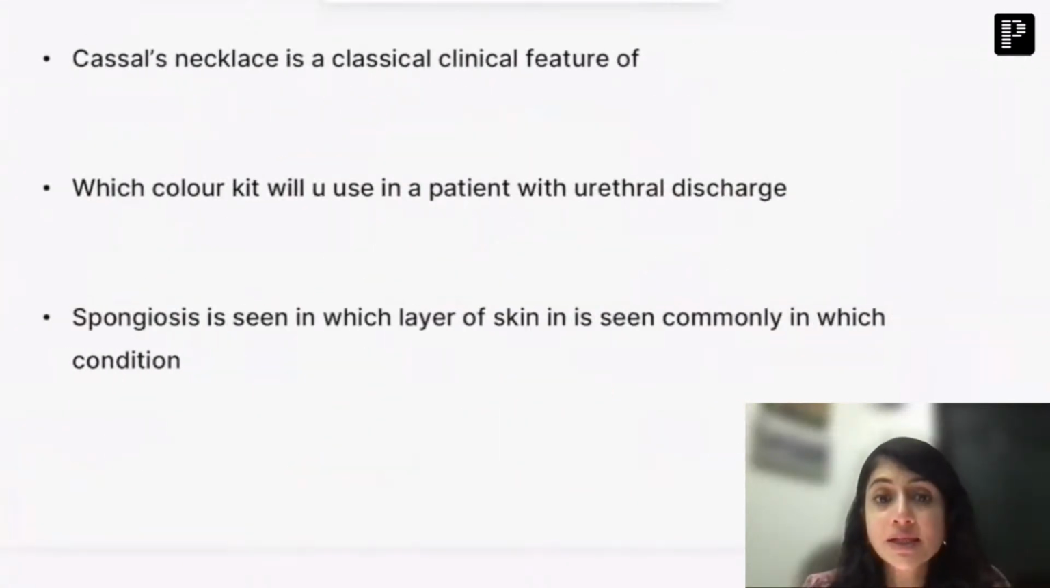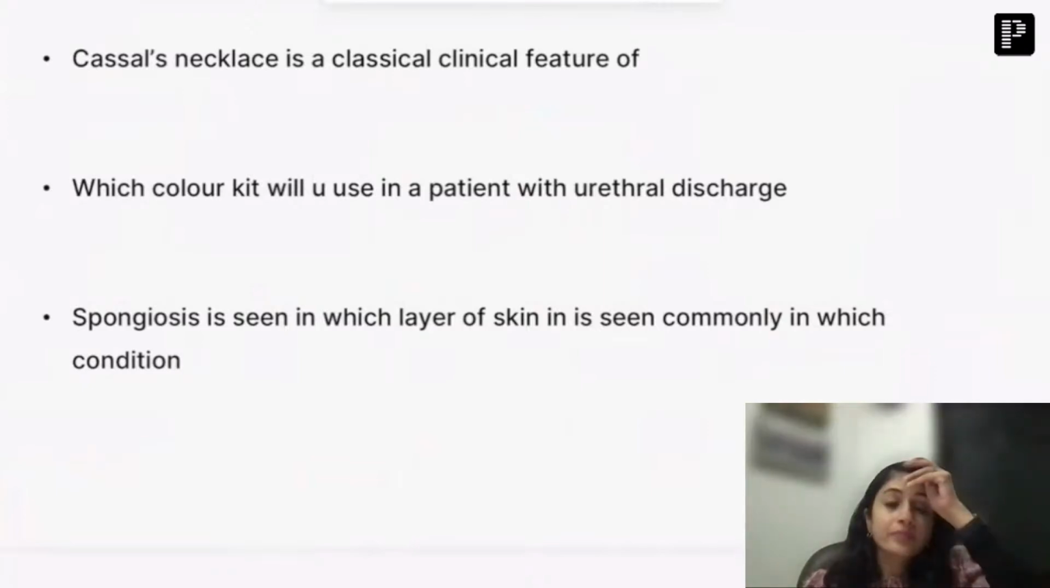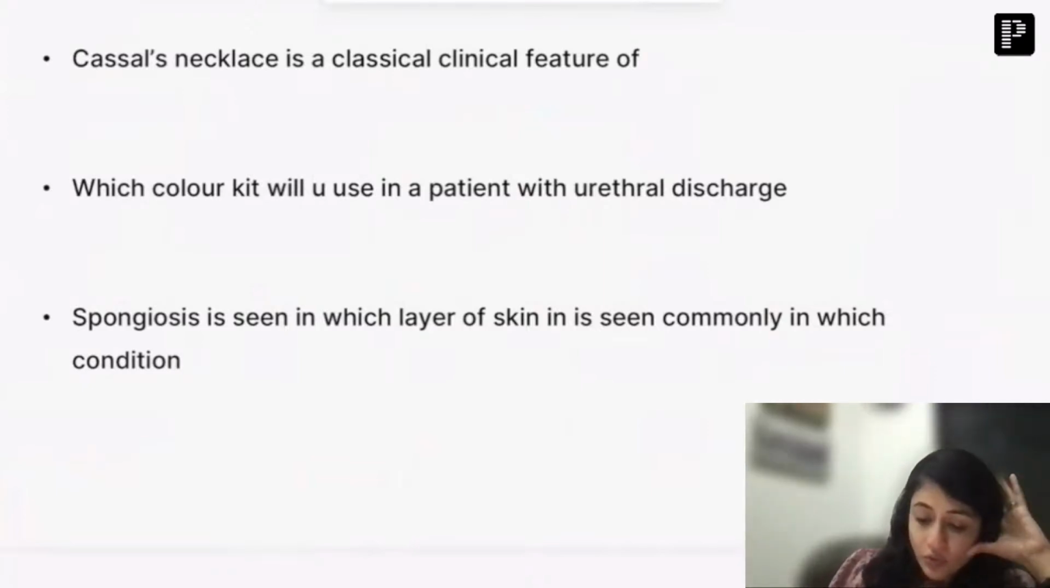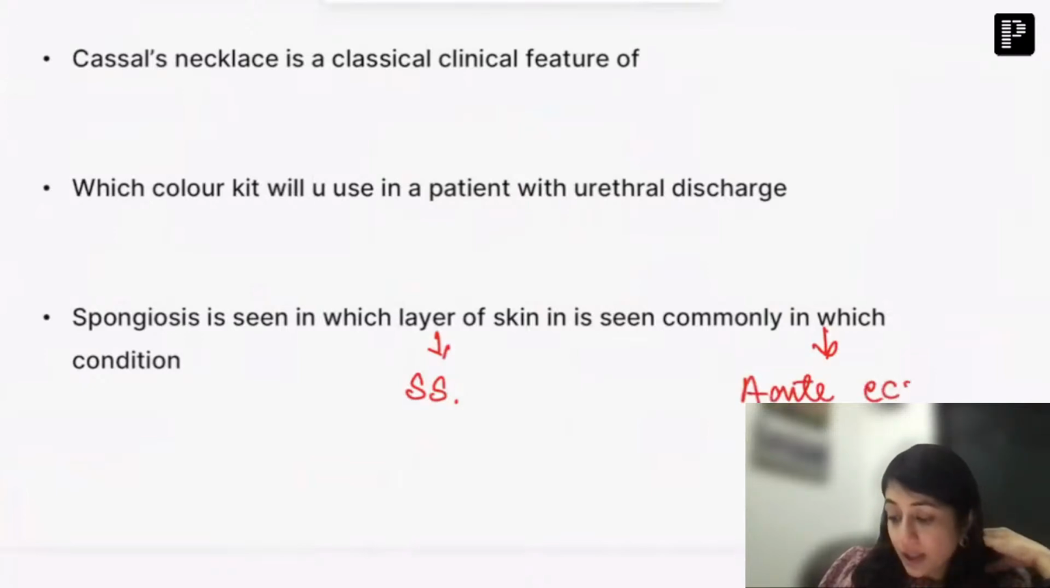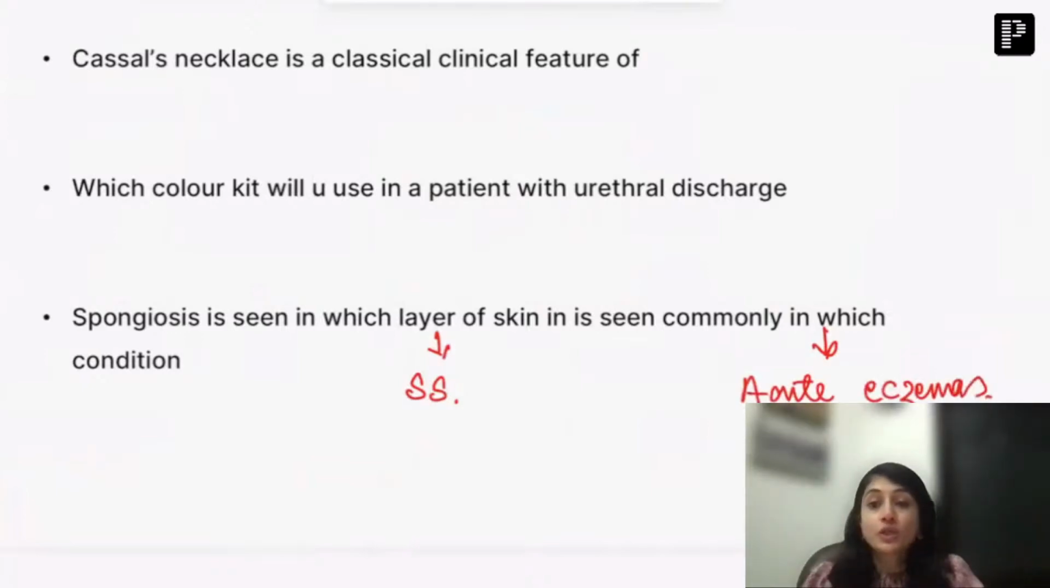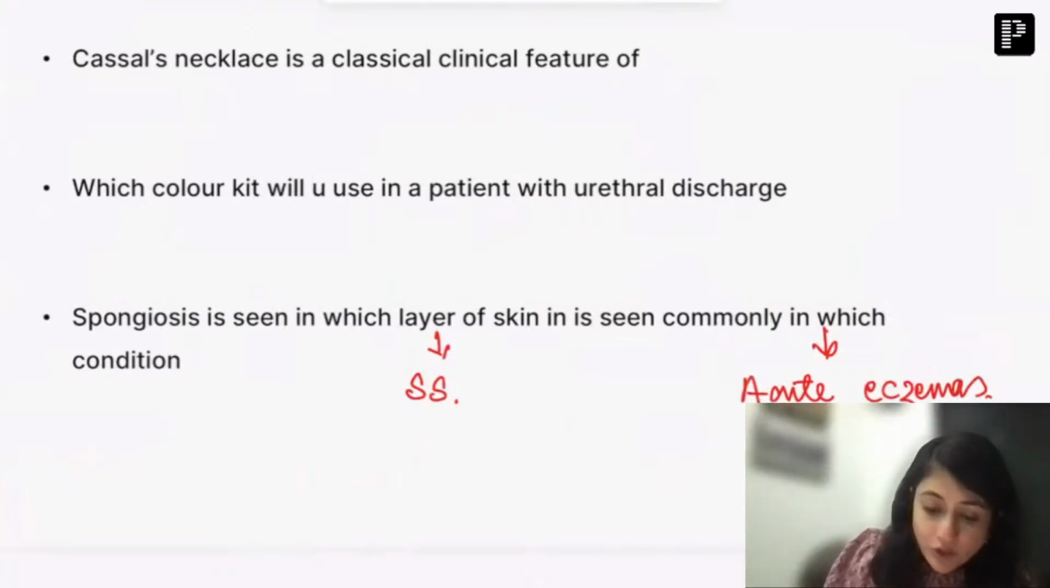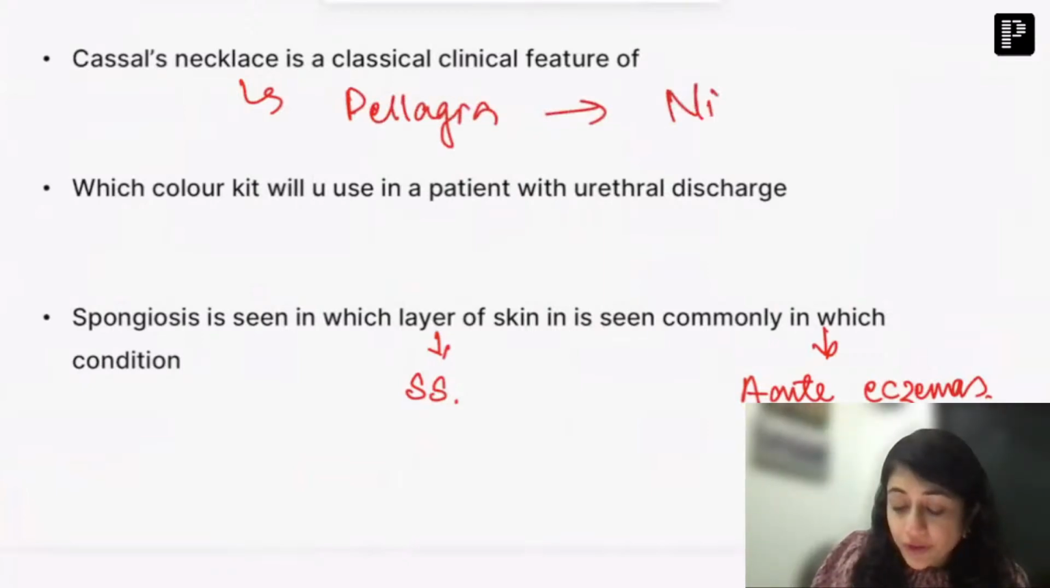Absolutely right. Casal's necklace is a classical clinical feature of what condition? Where do you see Casal's necklace? Which color kit will you use in patients with urethral discharge? I'll answer the last question because it's easy. Spongiosis is seen in stratum spinosum and commonly seen with acute eczemas. Acanthosis is with chronic eczema. Spongiosis is with acute eczemas. Answer the first two questions. Casal's necklace, absolutely right. It is pellagra. Not thiamine, please. It is because of niacinamide or vitamin B3.